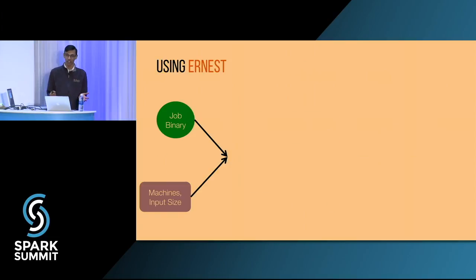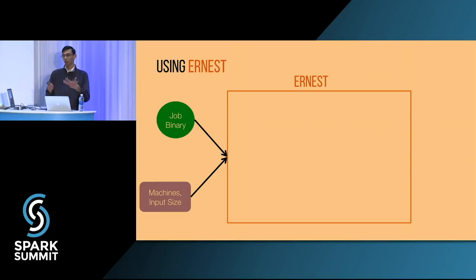To put it all together, I've talked about a number of things in the last 15 minutes or so. The workflow of how you would go about using the system that we built, called Ernest, looks something like this. From the user side, we get the job binary that they're trying to run, and some grid of values that we should try for building our model itself. Both of these are fed into this box, and inside this box, we run a number of modules which perform some of the actions that I described earlier in the talk.